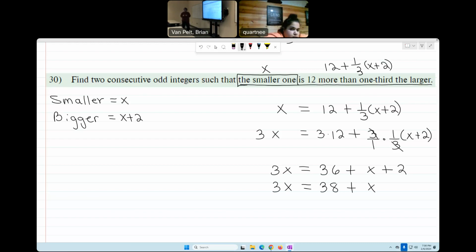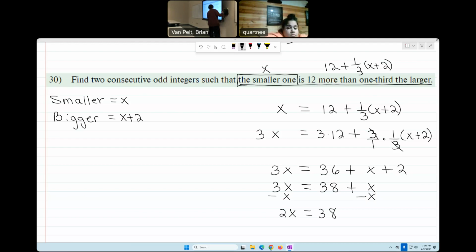Can you guys tell me what the next step is? Subtract x. You want x's on one side and the numbers on the other side. So if I subtract an x, the x will disappear from the right and only appear on the left. And finish it off, divided by 2, what do we get for our x?